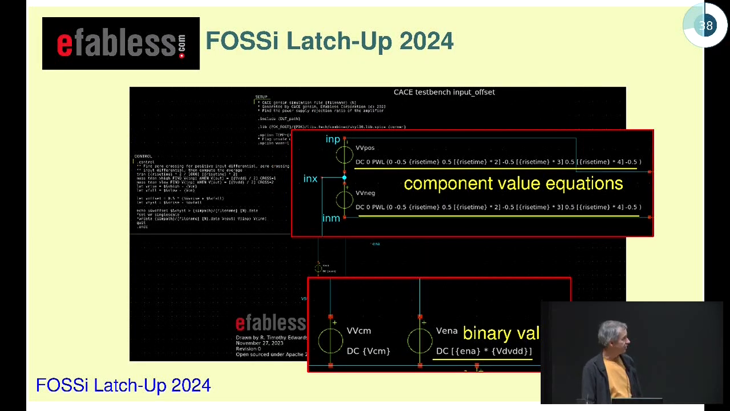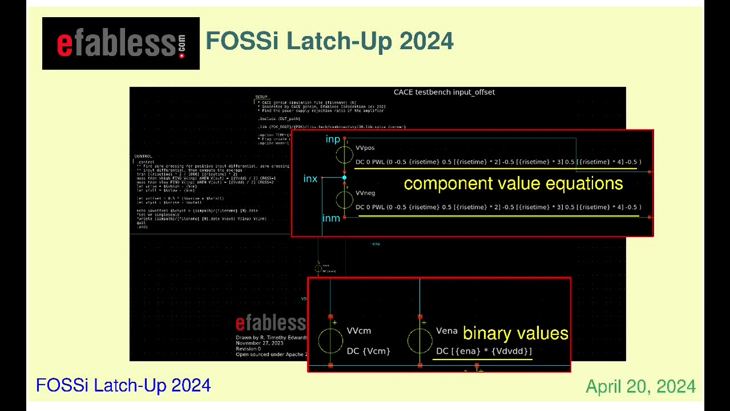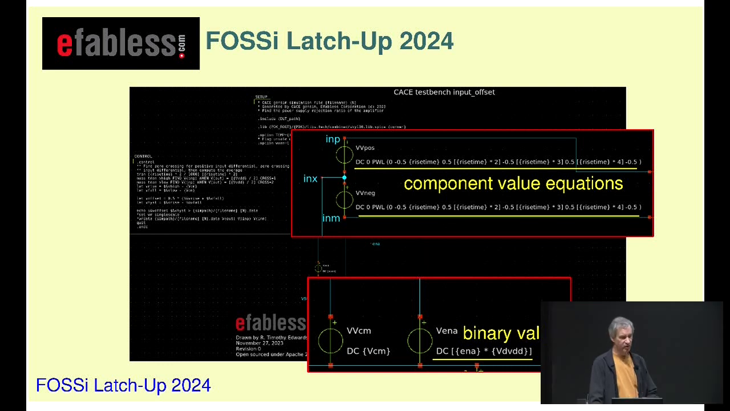And the components themselves can have the variables as part of them, so that in this case I'm constructing a PWL signal for my voltage source, and the PWL signal is a triangle wave going up and down, and the rise time of that is a variable that is being picked up from the simulation file. And also some of my variables can be binary, and if you want a binary value, like in this case enable is a binary signal, 1 or 0, it'll just multiply that by the digital power supply so that it gets the right value for the voltage source.